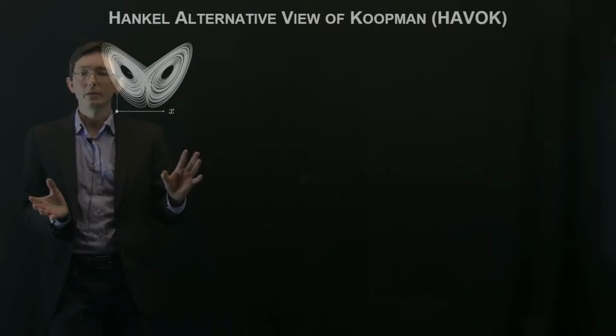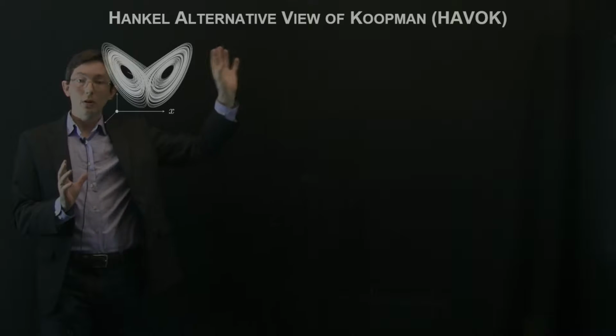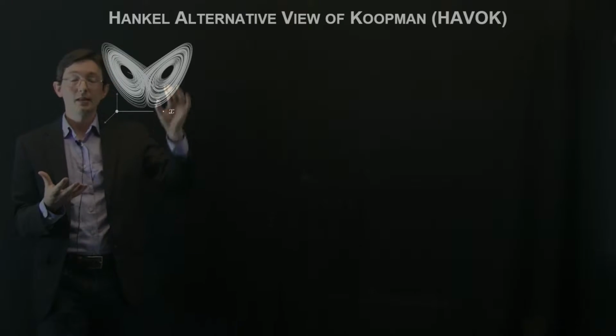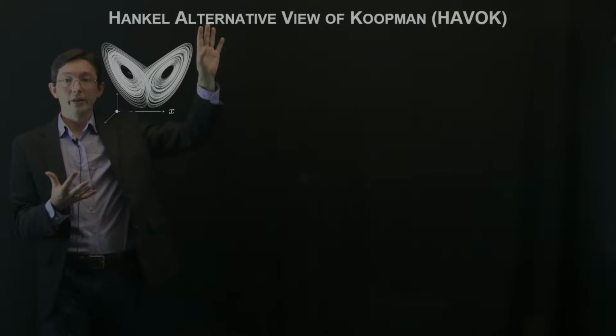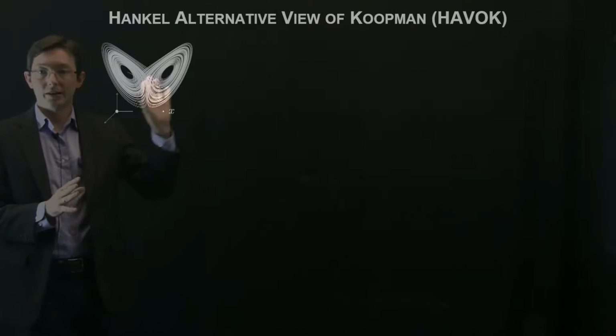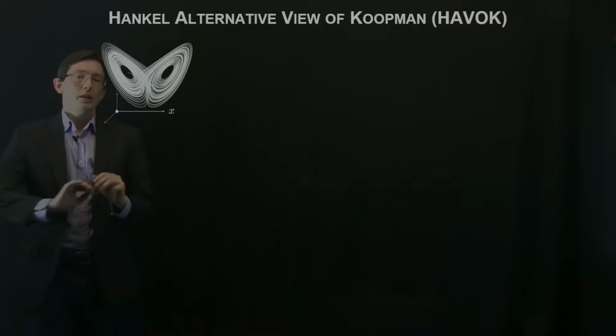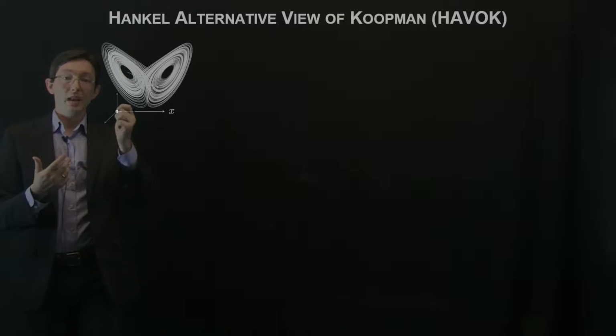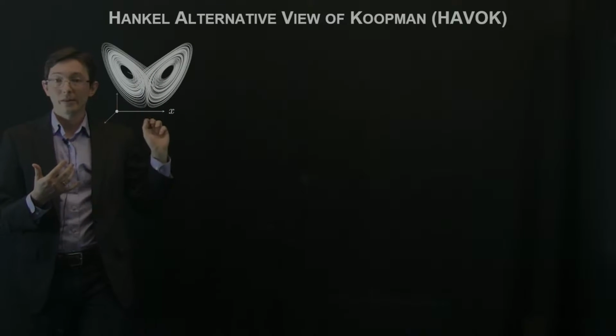What we're going to do is develop this new view of Koopman to get invariant measurement spaces that we're calling the Hankel alternative view of Koopman, or HAVOK analysis. And we're going to demonstrate it on Lorenz. So we take the Lorenz system, and the first assumption is that maybe we don't have access to all of the measurements of our chaotic system.